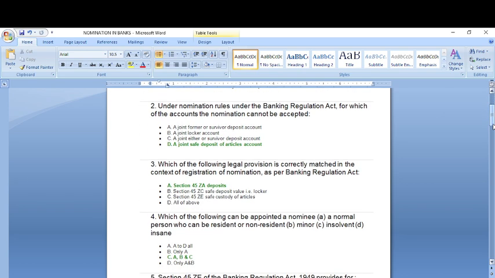The second question is under nomination rules under Banking Regulation Act, for which of the accounts the nomination cannot be accepted: a joint former survivor or deposit account, or joint locker account, or either of the survivor deposit account, a joint safe deposit of articles account. You do not need a nomination.